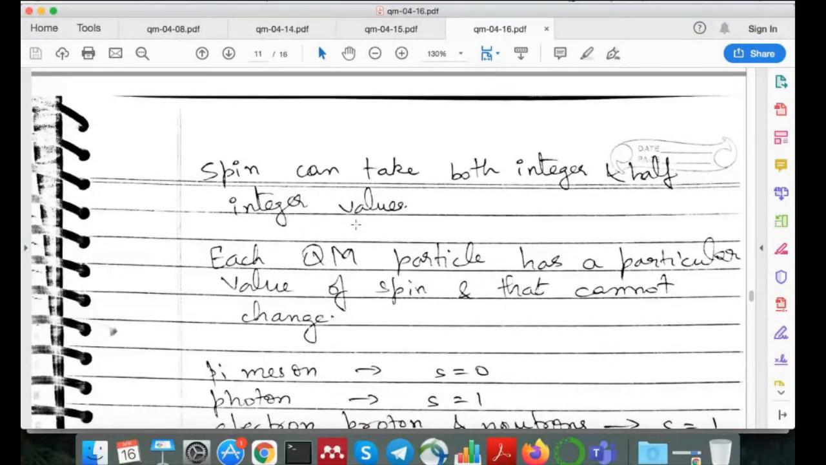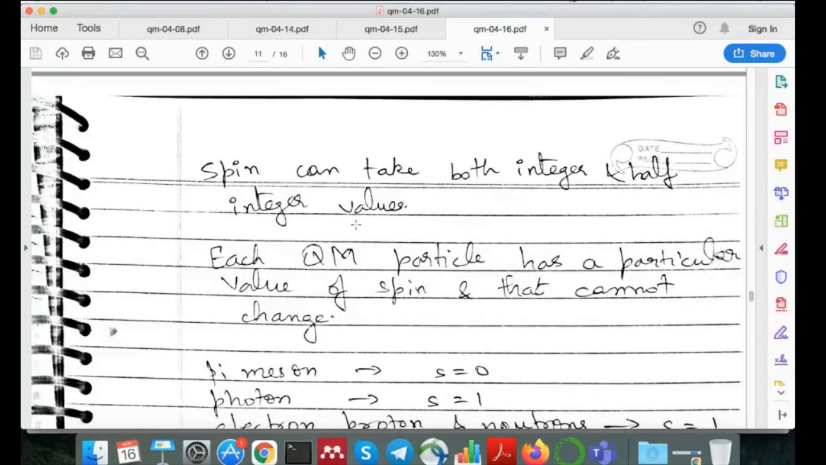Each quantum particle has a particular value of spin, and that cannot change. For example, if you look at a hydrogen atom, the L values that it can take, in the ground state it takes a value of L equal to 0. But if you go to the higher states, then the value of L changes. L can be 1. Then if you go to a much higher state, L can be 2, and so on. So for the same atom, multiple states can be achieved in the case of L, if you just increase the energy level.